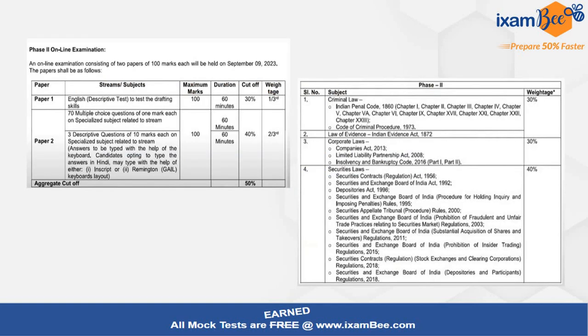Let us check the syllabus once again. Phase 2, online examination. This is the pattern now. You have 70 MCQs, and you have 3 descriptive questions of 10 marks each on the specialized subjects relating to your stream. So it has a good weightage, and the syllabus is criminal law, evidence, corporate law and securities law. Out of all these topics, you will be getting 3 questions in all, in which you have to write the descriptive answers.